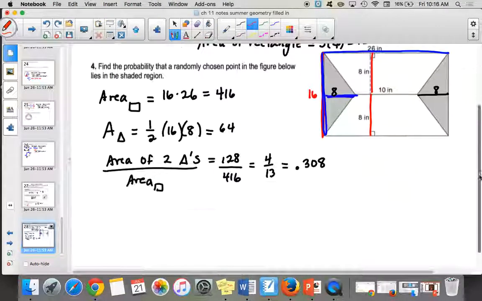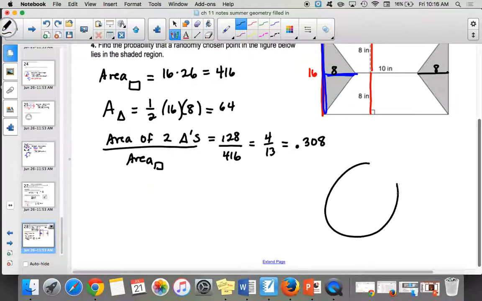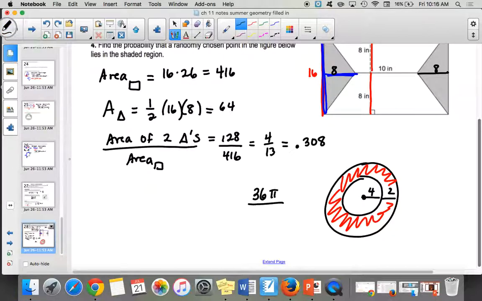I think there was the one where it was like the target. So something like this. So if you have like 4 inches and you have another 2 inches, and you were supposed to find like the area of the red around. So you would first find the area by doing like the outer circle minus the inner circle, right? So you'd have like 6 squared, 36 pi. And then 4 squared was 16 pi. So when you subtract those, that gets you the area of the red portion.